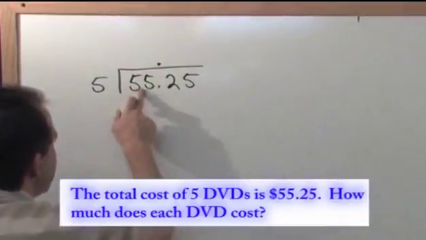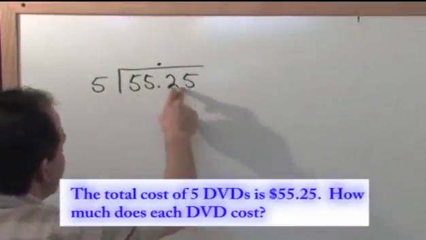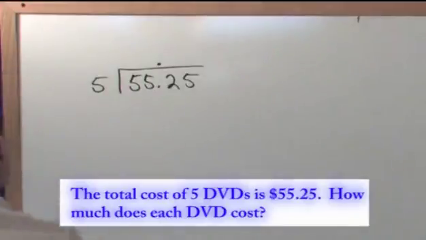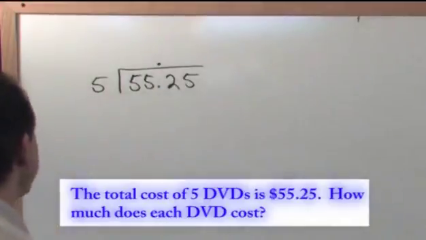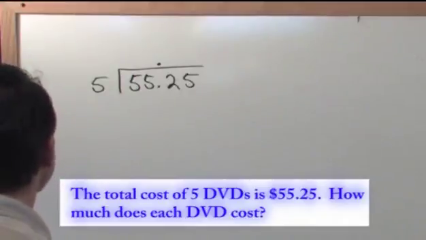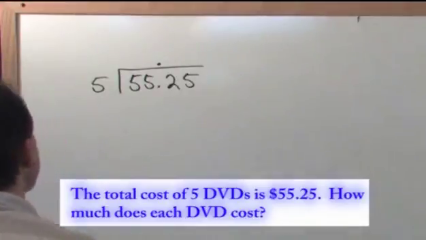So if you see a decimal here, then you put a decimal here. If the decimal's over here, you put it right above. And in this case, we got the decimal point right there, so we're going to put the decimal point right above it, okay? And that's going to be what we're going to do.